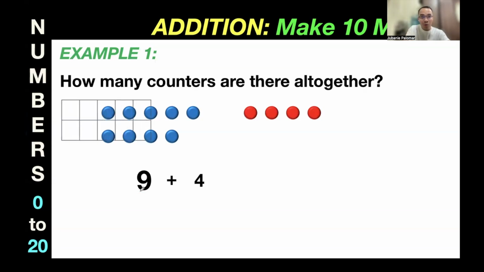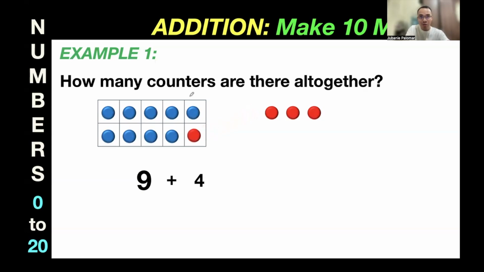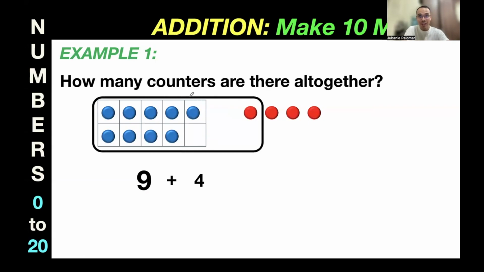There are 9 blue counters so far. There is this extra space, so we need 1 more counter to make 10, to make the 10 frame full. But we can't do that in our book. So what we are going to do is we're just going to draw a big circle around these 10 counters.